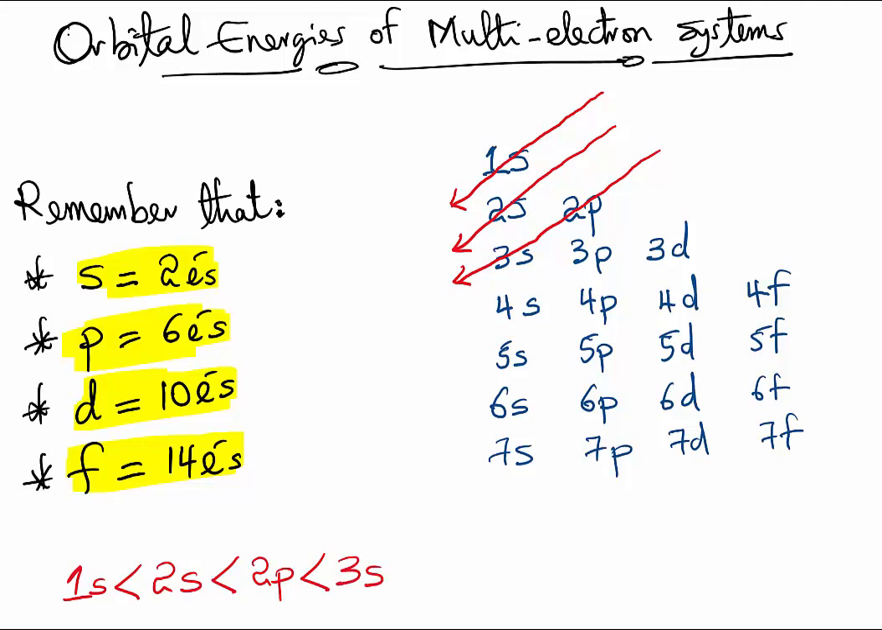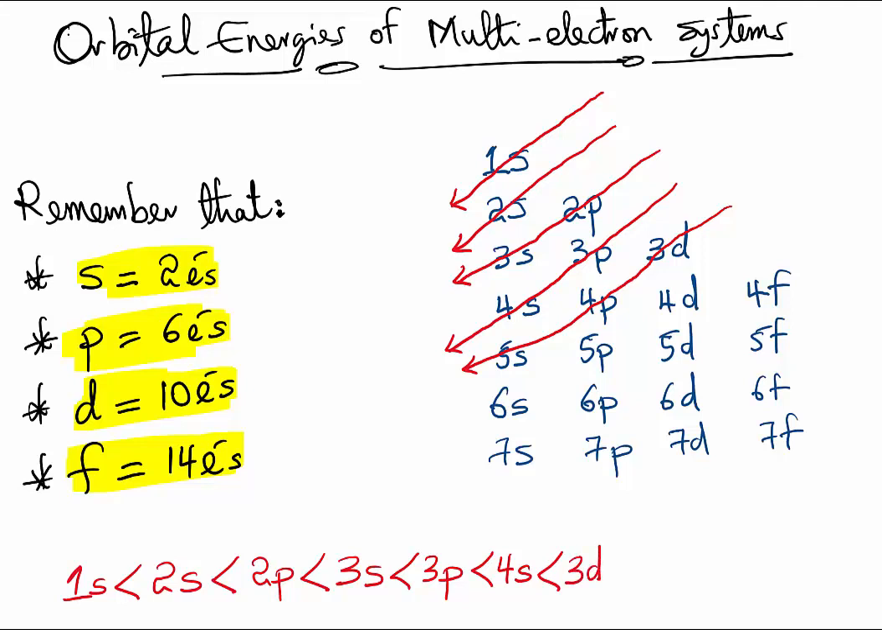If you shoot another arrow, it will strike 3p and then 4s. That means 3p orbital is lower in energy than 4s orbital. If you then fire another arrow, it will strike the 3d, then the 4p, then the 5s. This means that 3d is lower in energy than 4p, and 4p is lower in energy than 5s.